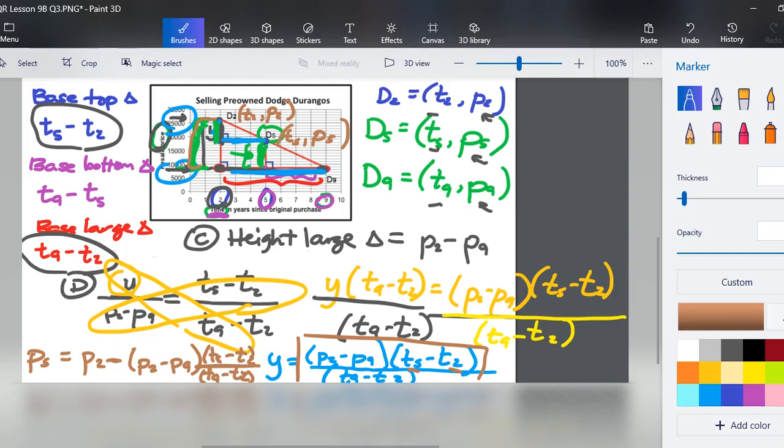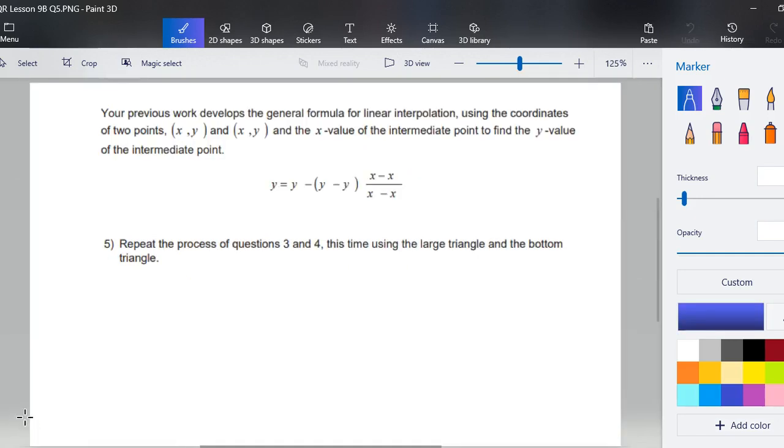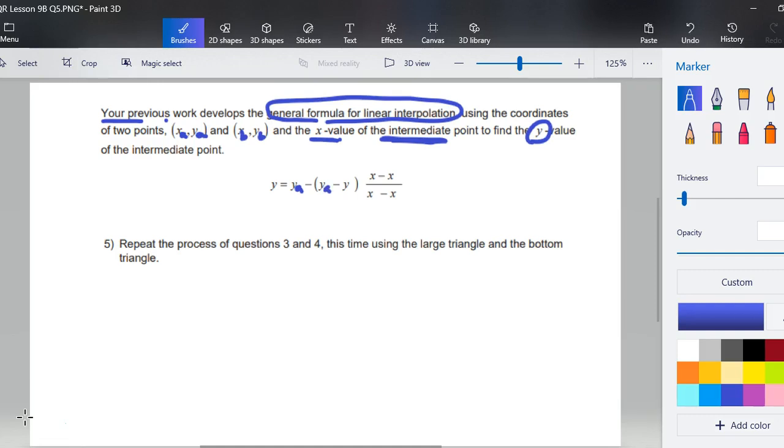Now this is pretty intense. I would definitely hit pause, go back and look through this one again, but maybe you want to hear this next piece and then go back and relook at all of this. This is leading up to question 5. Your previous work develops the general formula for linear interpolation using the coordinates of the 2 points. In this case, it's going to be x sub a and y sub a, and x sub b and y sub b, and the x value of the intermediate, the middle point, to find the y value of the intermediate point. We get this formula, and I have pieces missing, and it's going to look like y equals y sub a minus y sub a minus y sub b times x minus x sub a over x sub b minus x sub a. Whew, lots of stuff.